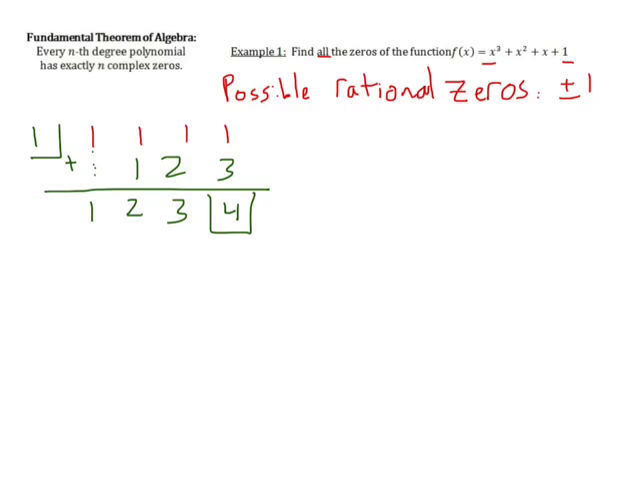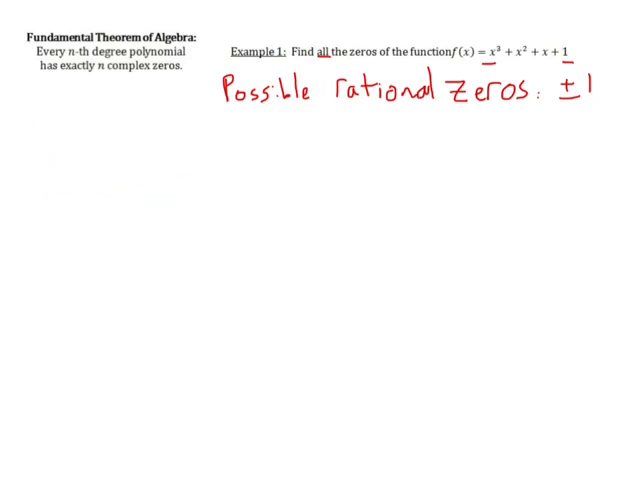And we get 4. So that's our remainder of 4, and that is not 0, so that tells us that this is not a 0. Alright, so let's try it again. Let's try negative 1. So our other possible 0 is negative 1, and so let's copy the coefficients down again, and let's try negative 1.